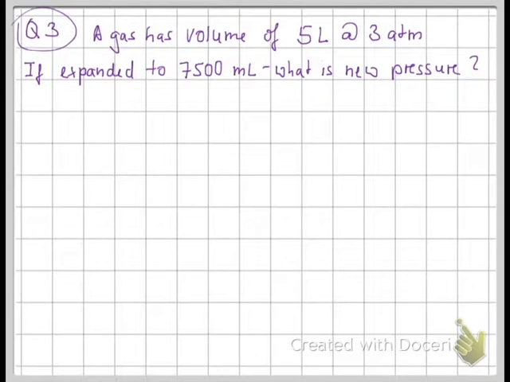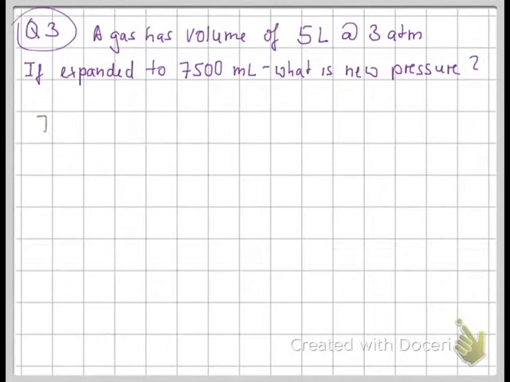Alright, here is the next slide, question number 3. A gas has volume of 5 liters at 3 atmospheres. If expanded to 7,500 milliliters, what is the new pressure? As I mentioned on the first problem, make sure that you have the same units for all, so that they can cancel each other out. Here you have 5 liters, and the other one is 7,500 mL. Those don't match, so you have to do your unit conversion before you can continue with the question.